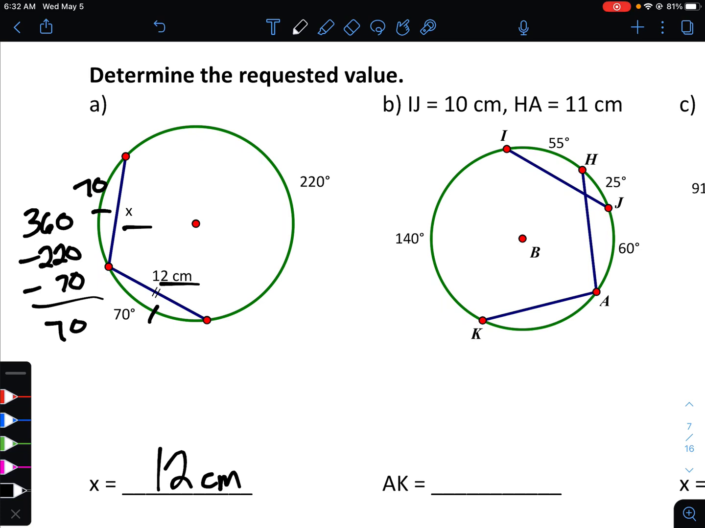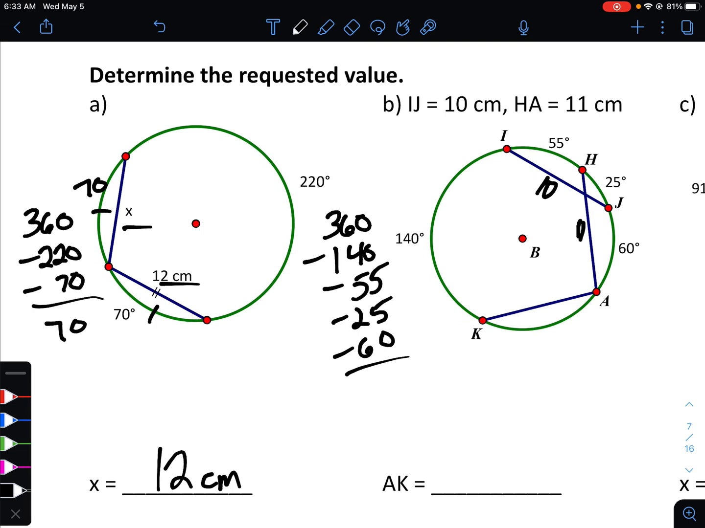Okay, for example B here, we were told that IJ is 10 centimeters and HA is 11 centimeters. So let's do the same thing we did in example A. Let's find the measure of this missing arc from K to A. So we'll take 360 minus the arcs that we do know, so minus 140, minus 55, minus 25, and minus 60.